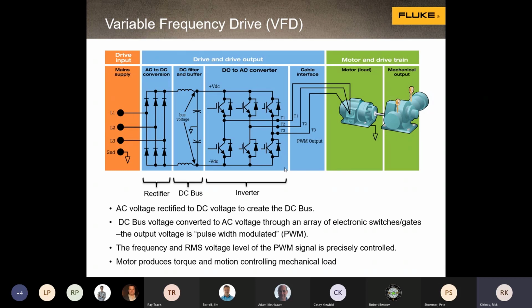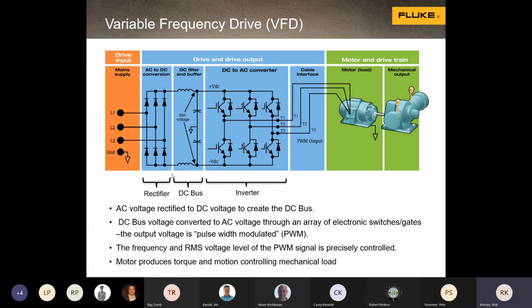Everything in blue in this diagram is the drive. To the left is the input or the line side of the drive. So this is voltage coming in. On the green stuff here on the right, this is where the motor is. We're converting the electrical energy coming in to mechanical energy to do work, driving pumps or whatever, move things around.